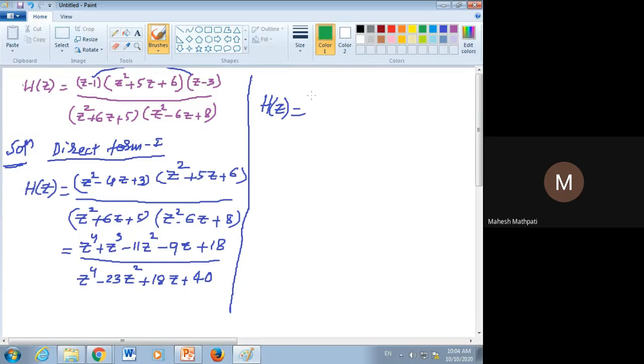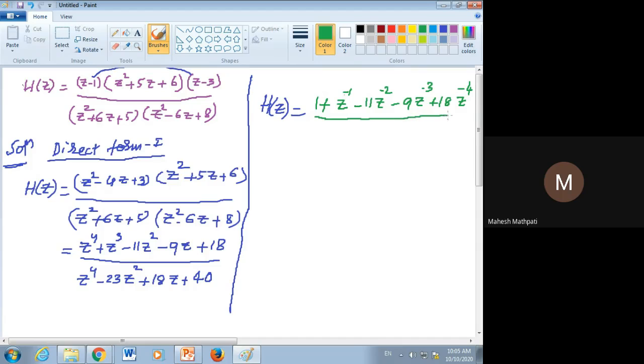Very good. So what I will write? 1 plus, क्या आएगा वैल्यू यहाँ पे? Z raised to -1, then minus 11 Z raised to -2, minus 9 Z raised to -3, then plus 18 Z raised to -4. This is the numerator term.